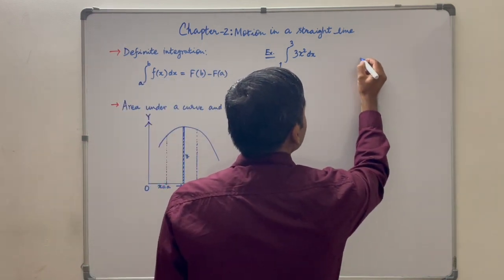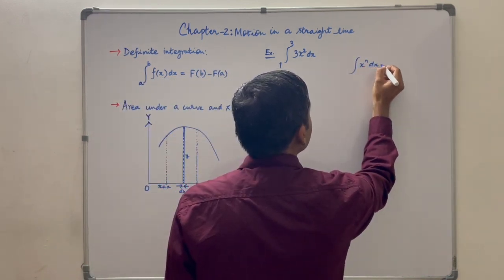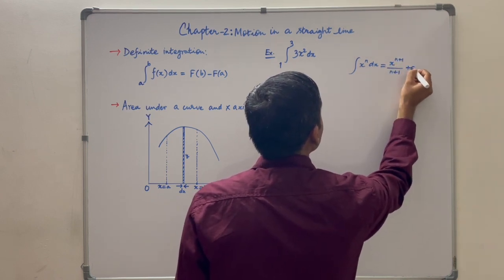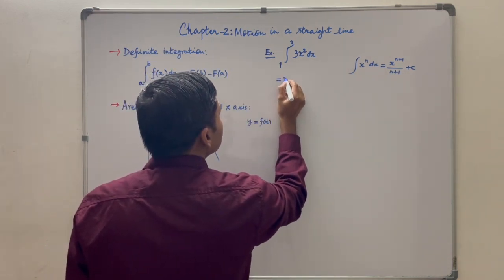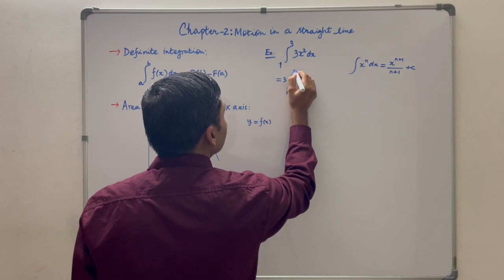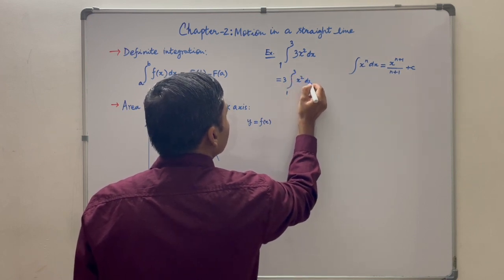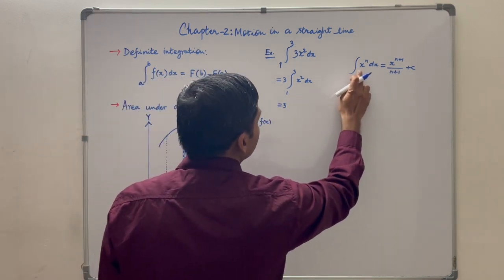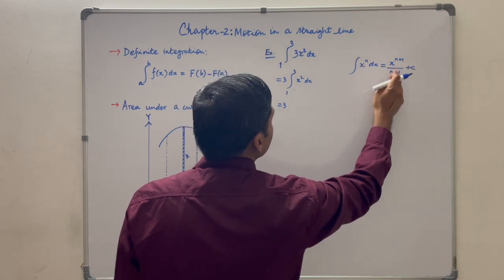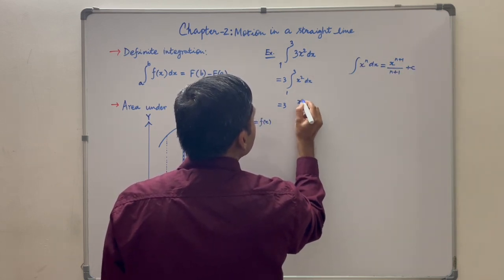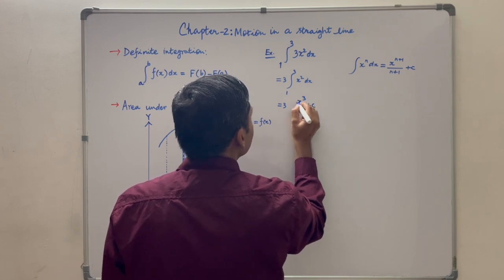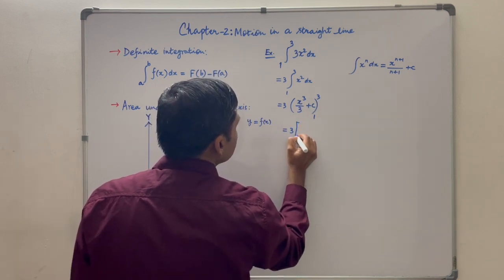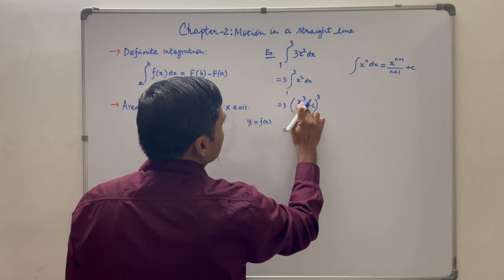We know that integration of x to power n dx is equal to x to power n plus 1 upon n plus 1 plus c. So we can write it as 3 integration of x square dx between 1 to 3. Integration of x square dx, put n is equal to 2, so x to power 3 upon 3 plus c. Now put the limits 1 to 3. So we can evaluate this as, put the upper limit first, so x equal to 3.